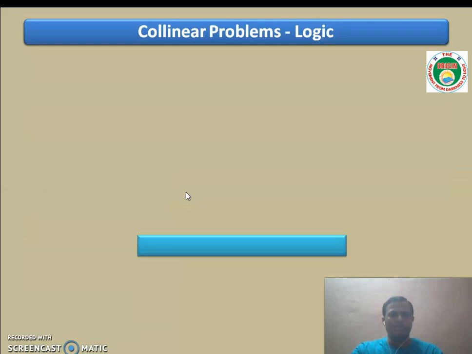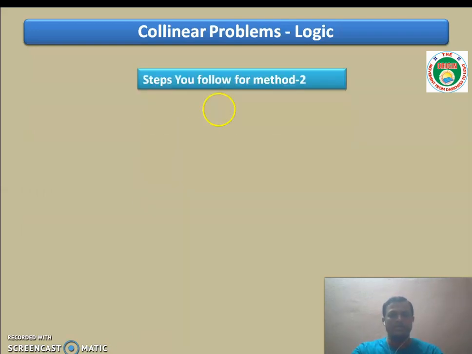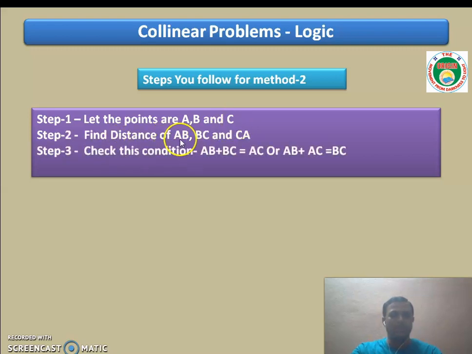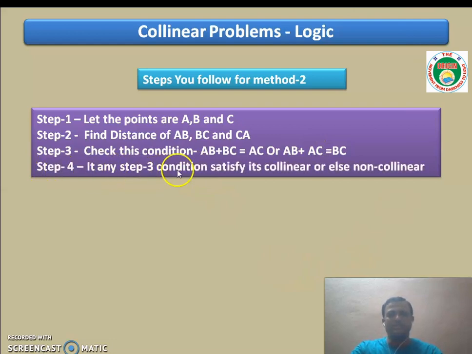Coming to the next logic, the steps you are going to follow in the 10th standard for method 2. Step 1: let the 3 points be A, B and C. Step 2: find the distances AB, BC and CA separately. Step 3: check the condition, AB plus BC equal to AC, or AB plus AC equal to BC. Step 4: if any one condition is satisfied, the points are collinear, or else they are non-collinear.